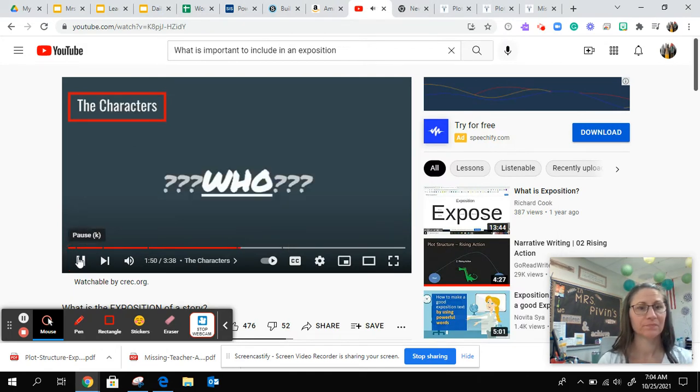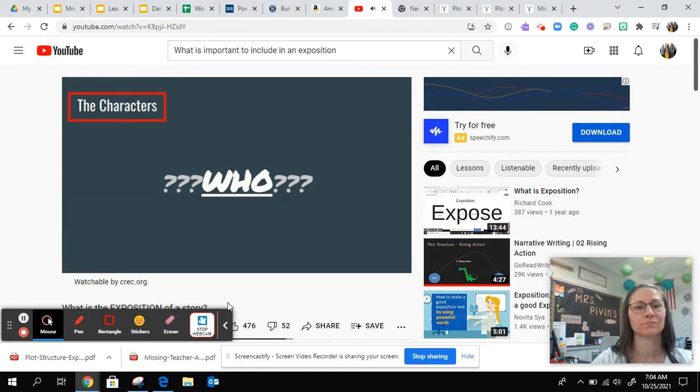The characters are the second part of the exposition. This is simply the main people. It could even be animals or even objects that will be involved in the story. Not all of the main characters are introduced during the very beginning stages of a lot of stories, but at least one of the main characters and the struggle that they are going to be facing throughout the story will be introduced.